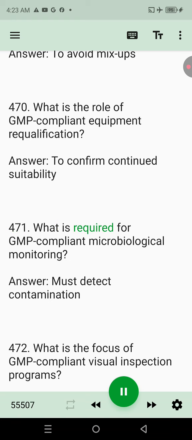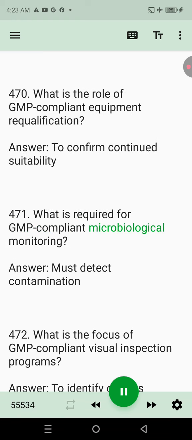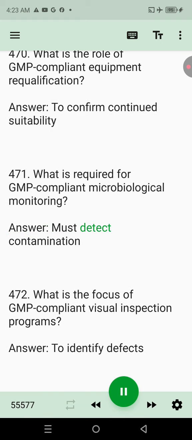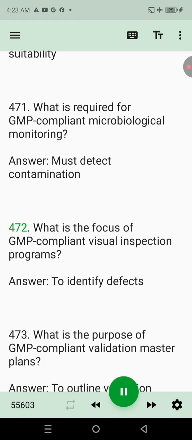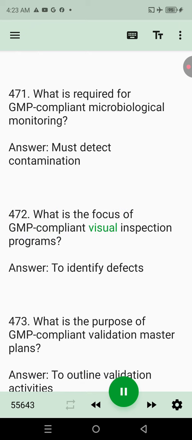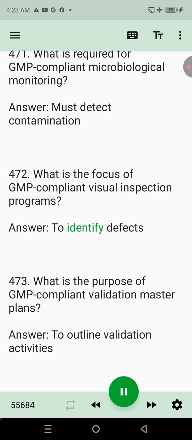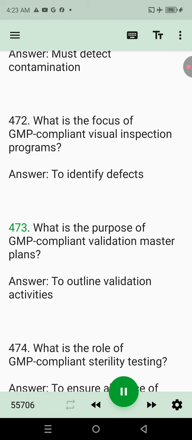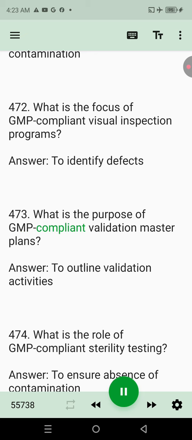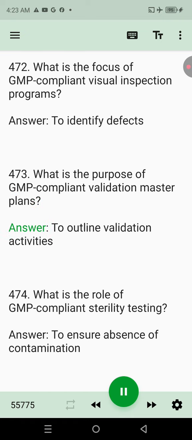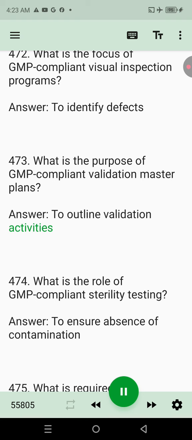471. What is required for GMP-compliant microbiological monitoring? Answer: Must detect contamination. 472. What is the focus of GMP-compliant visual inspection programs? Answer: To identify defects. 473. What is the purpose of GMP-compliant validation master plans? Answer: To outline validation activities.